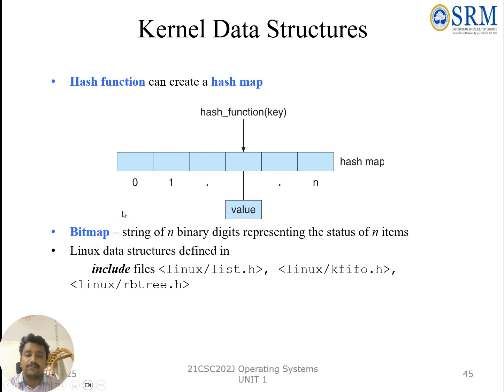Bitmap is nothing but a number of strings represented with binary digits. Also, in order to represent the bitmap and the hash function, we have to include some header files, which are list.h, kfifo.h and rbtree.h. These are some header files which can be included for programming this searching, hashing function and bitmapping concepts.